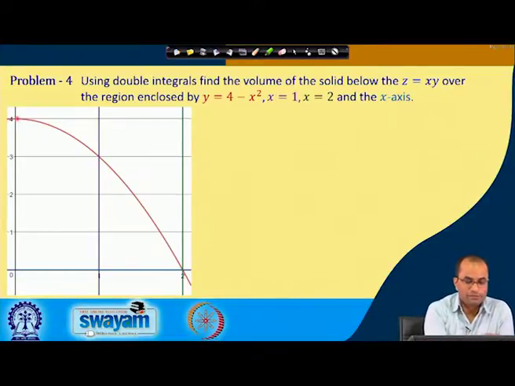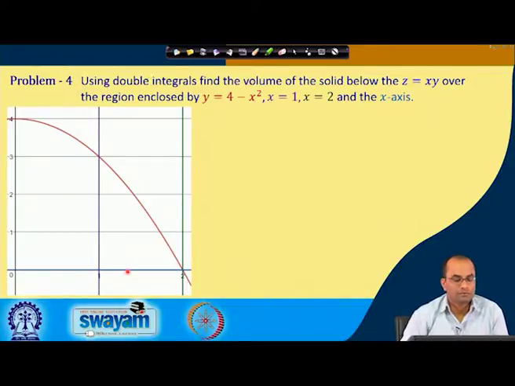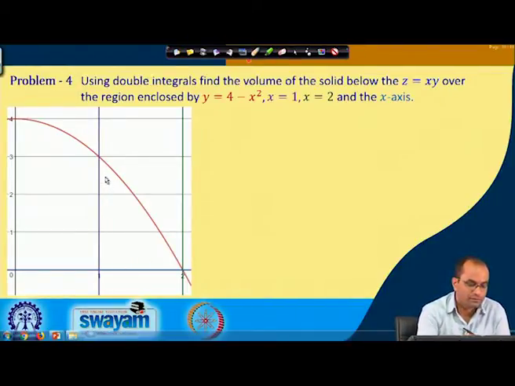We have this parabola, which opens in the other direction now, y equals 4 minus x squared. When x is 0, y is 4, so the vertex is here. That is the parabola. We have the line x equals 1, and the line x equals 2, and then we have the x axis. So, the region bounded by all these 4 curves is this one.